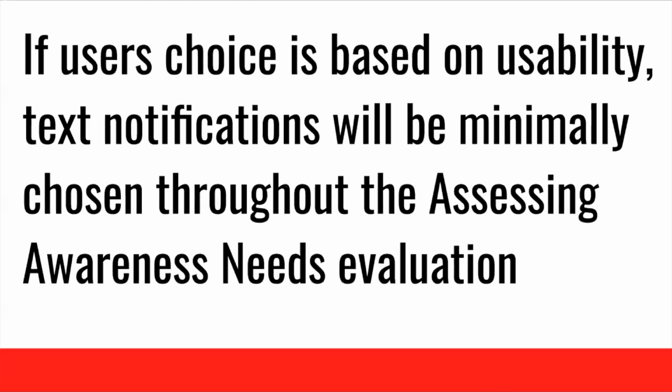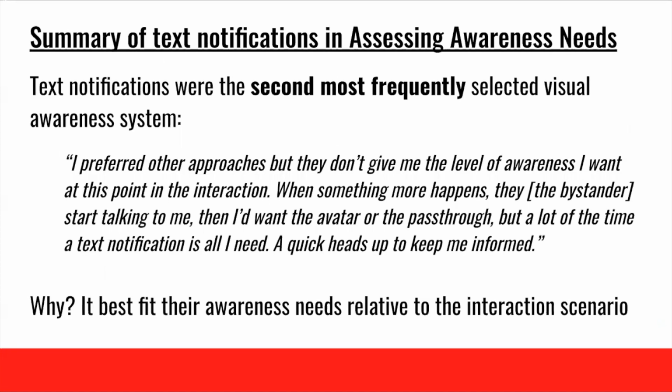Therefore, if the user's choice of awareness preference is based on usability, we would expect text notifications to be minimally chosen throughout that second part, the assessing awareness needs evaluation. Instead, this wasn't found to occur at all. Instead, what happened was that text notifications were the second most frequently selected visual awareness system. Why? The information relayed best fit awareness needs relative to the ongoing interaction.